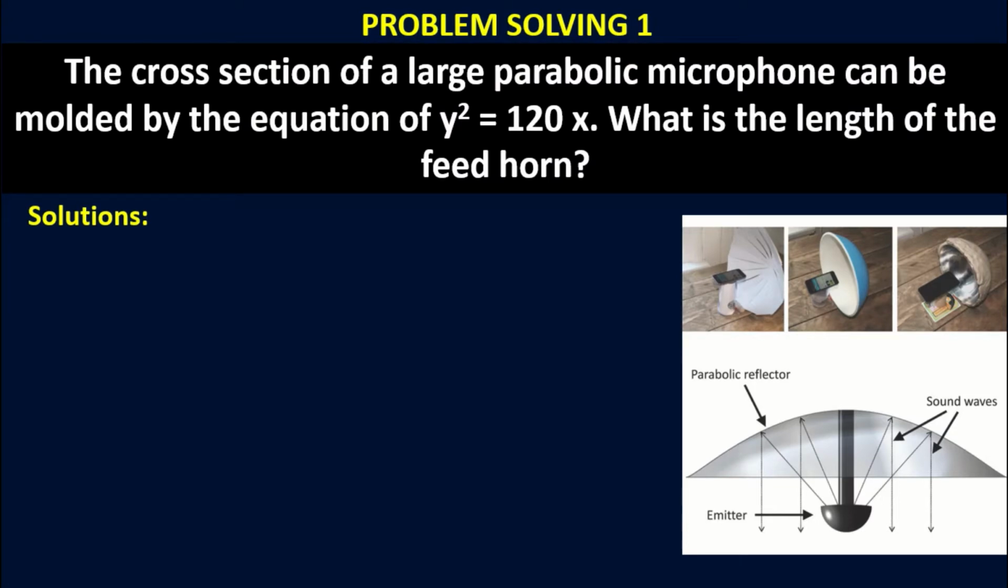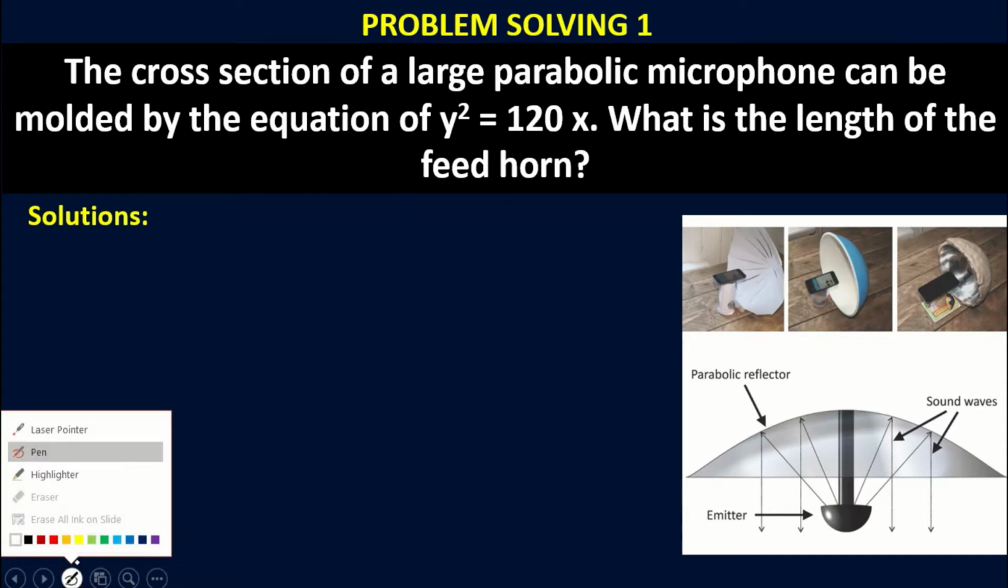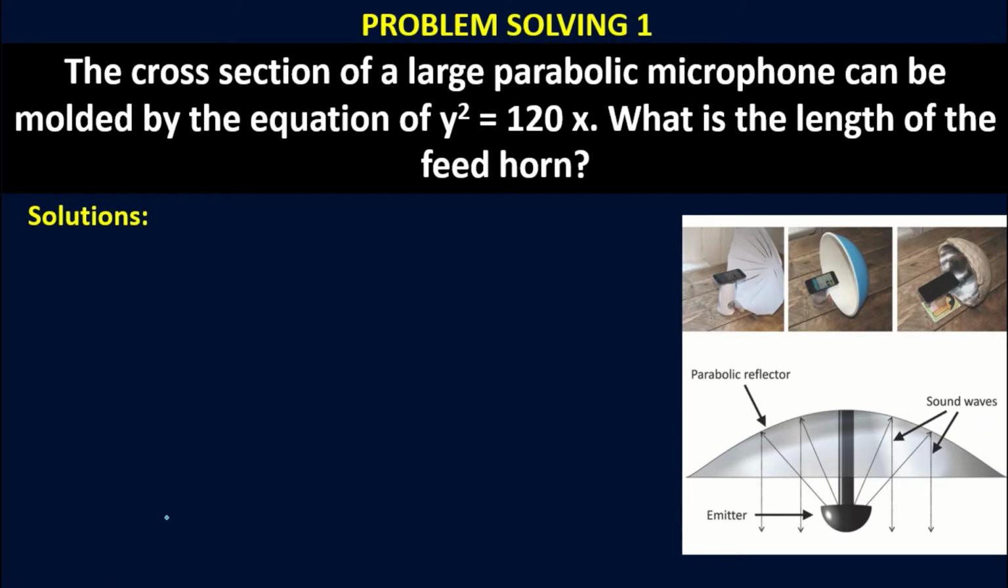Example number 1. The cross-section of a large parabolic microphone can be modeled by the equation y squared is equal to 120x. What is the length of the feed horn? So ano ba yung parabolic microphone?